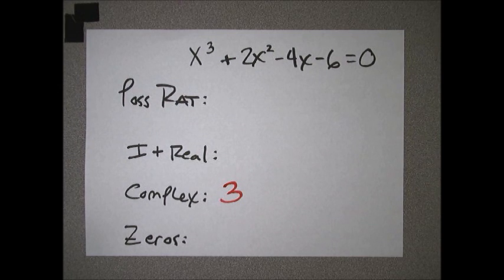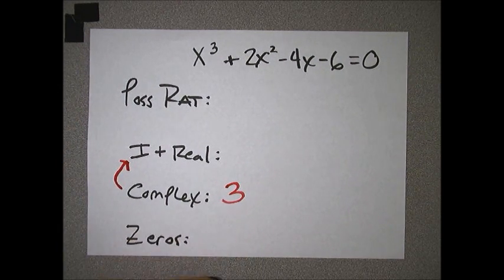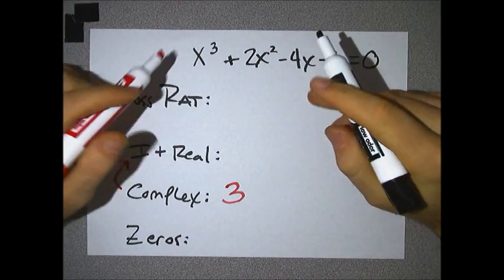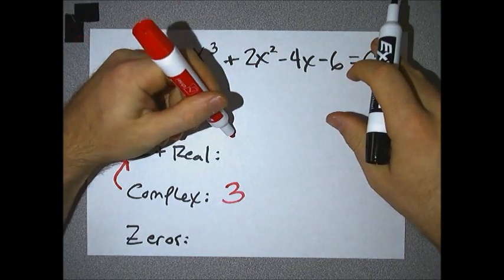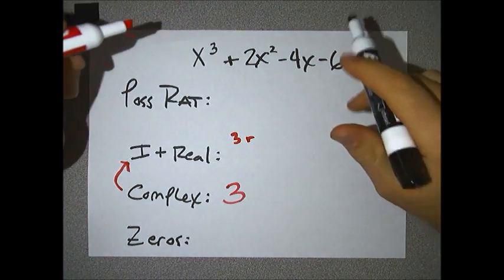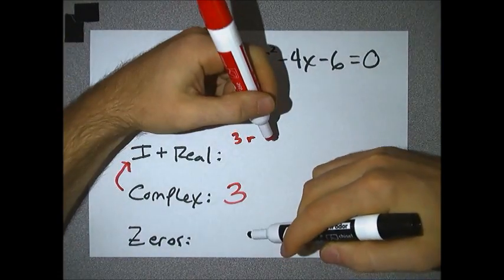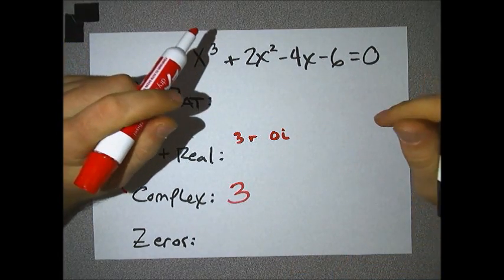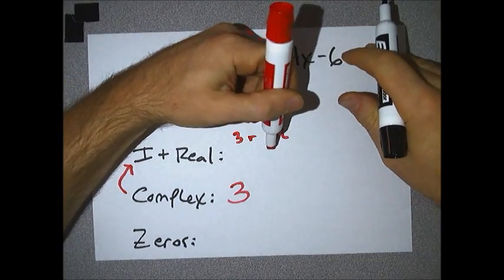And again, complex is the combination of real plus imaginary. What do I know about imaginaries? They occur in groups of 2, right? They occur in conjugate pairs. So as far as real and imaginary go, I could have 3 reals, and if I have 3 reals, how many imaginaries would I have? 0, right? Because I have a total of 3 answers, so 0 imaginaries. Can I have 1 imaginary? No. I could have 2 imaginaries, though.